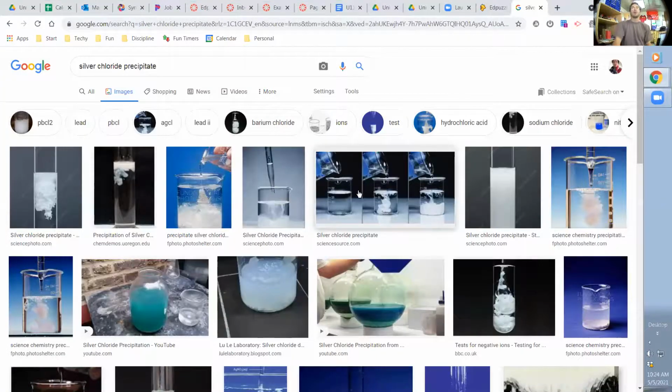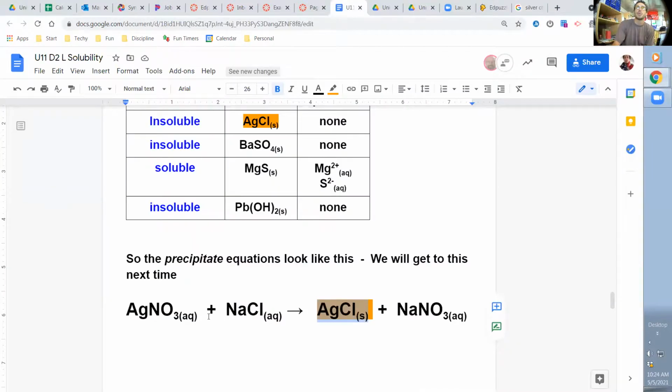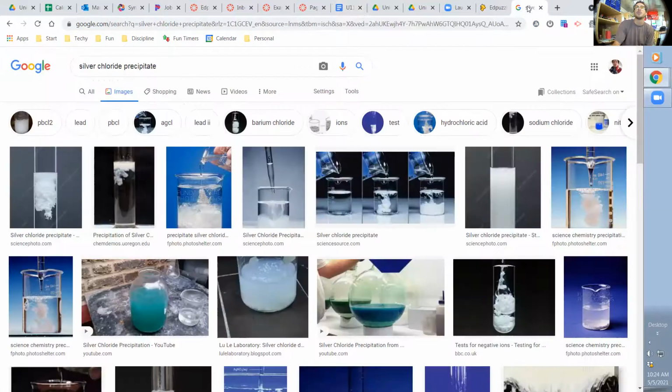Okay, so students, if you look over here, this is kind of what the reaction looks like when you combine the, what was it again? It was silver nitrate and sodium chloride solutions. So you can see the silver nitrate and sodium chloride solutions are both clear liquids. And when you mix them together, a solid white precipitate forms in the solution.